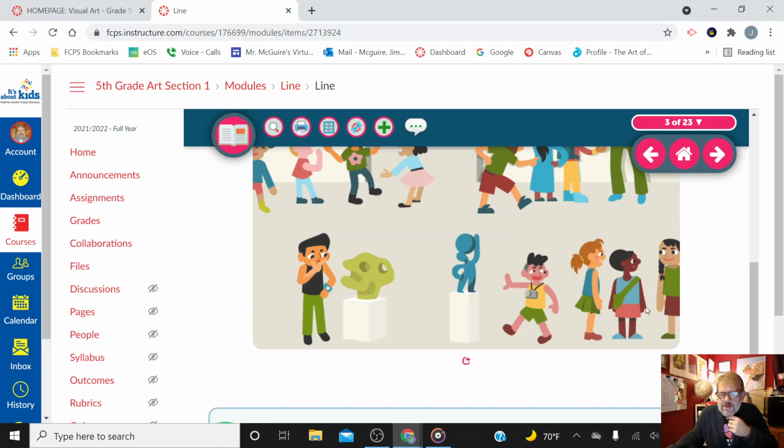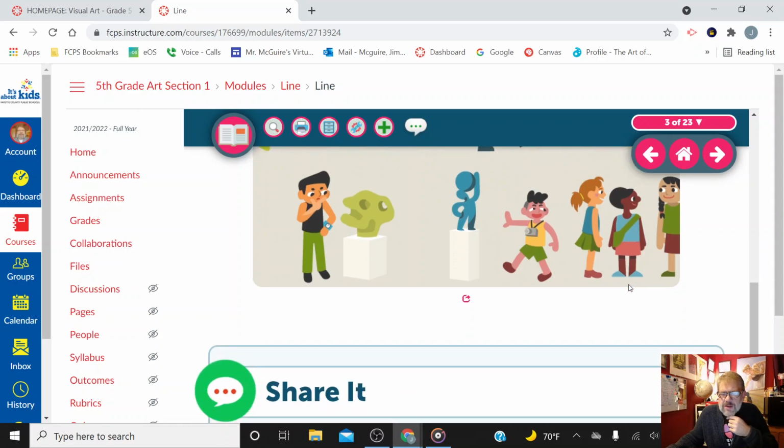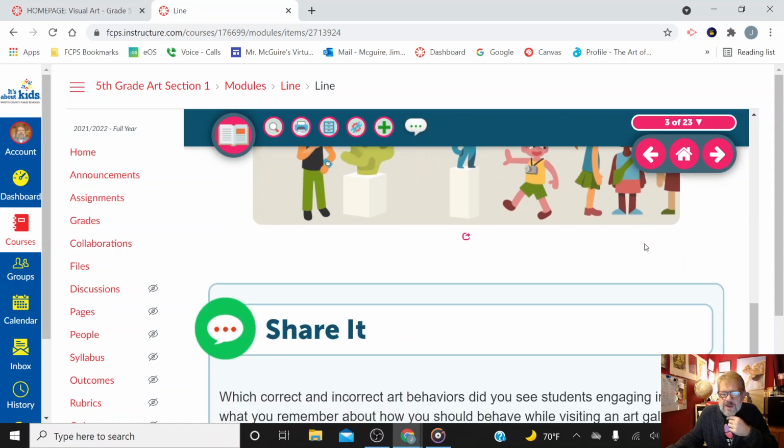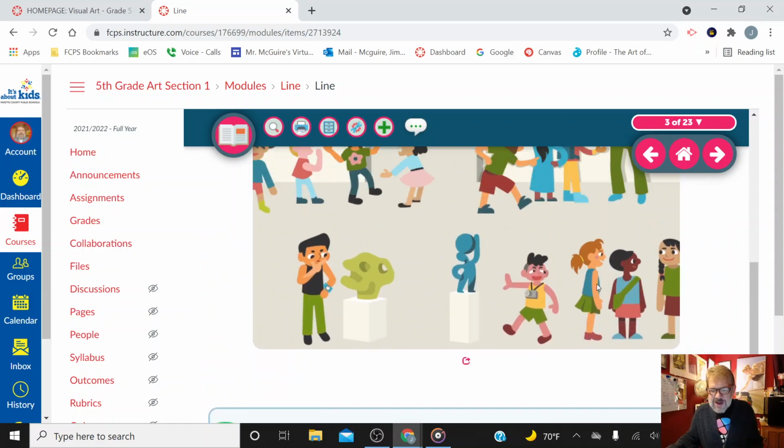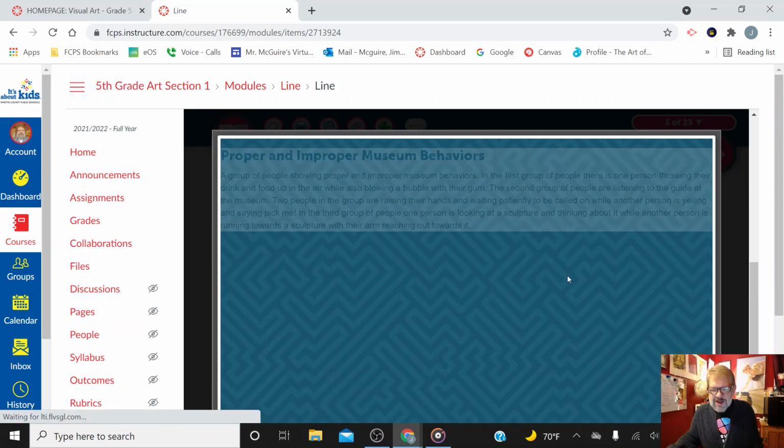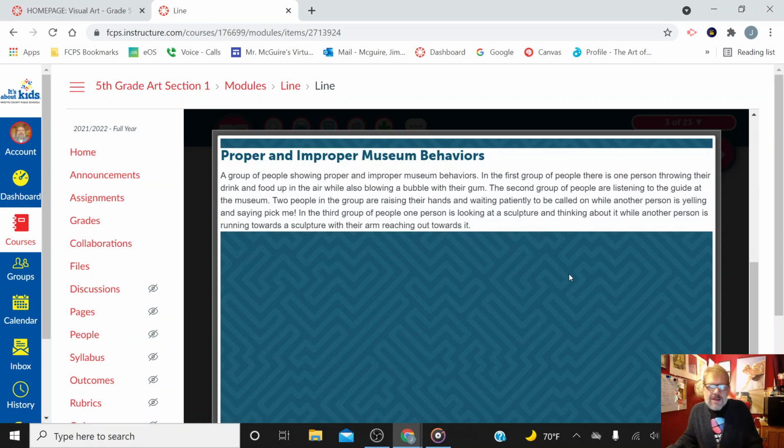And these students are probably doing okay. They may be talking about the different exhibits, but nobody seems to be doing anything incorrect or inappropriate. So what did we see, incorrect and correct behaviors? I think we kind of went over that and took a look at some of the behaviors that we recognized probably weren't the best.